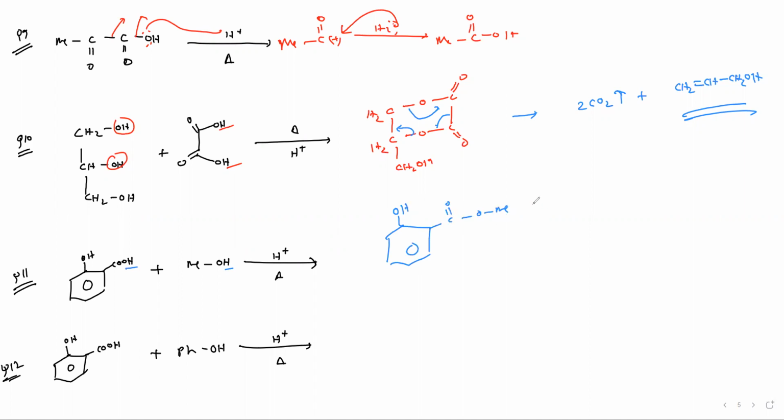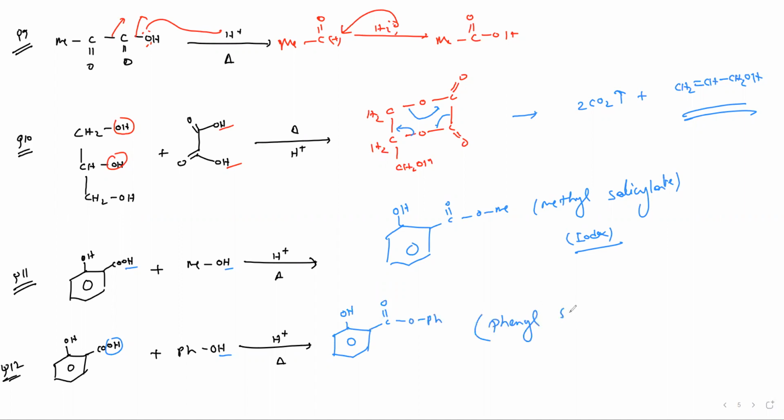Now, what is the name of this compound? Which is methyl salicylate. Iodex. Here OH, H removed, which is phenyl salicylate. Salol.